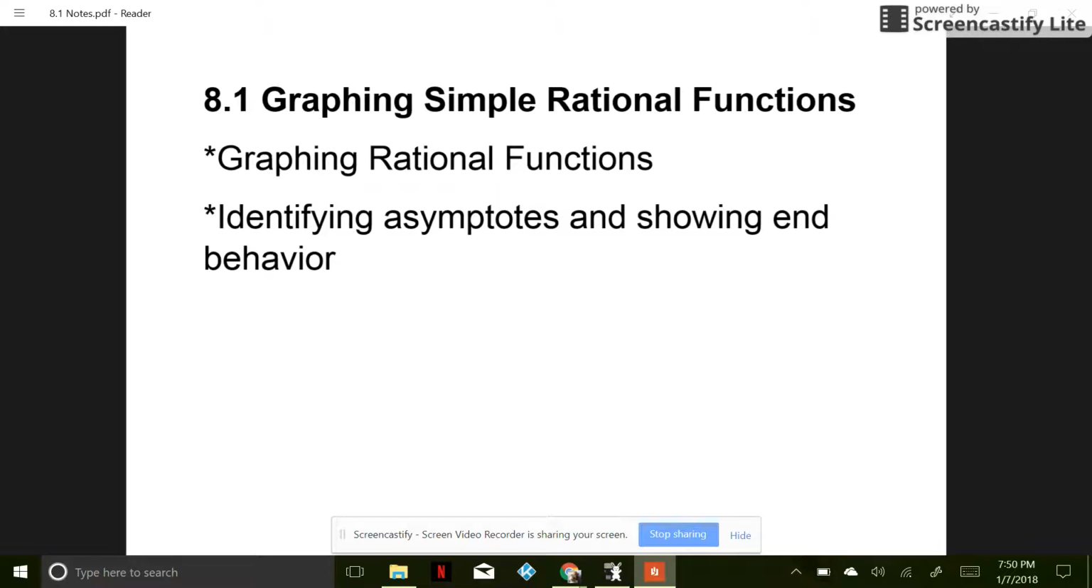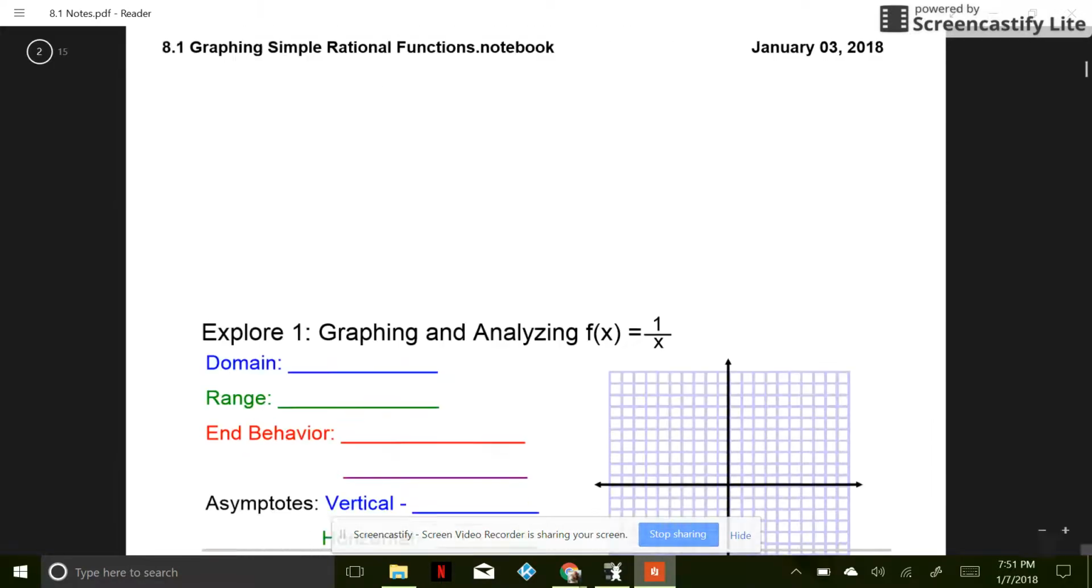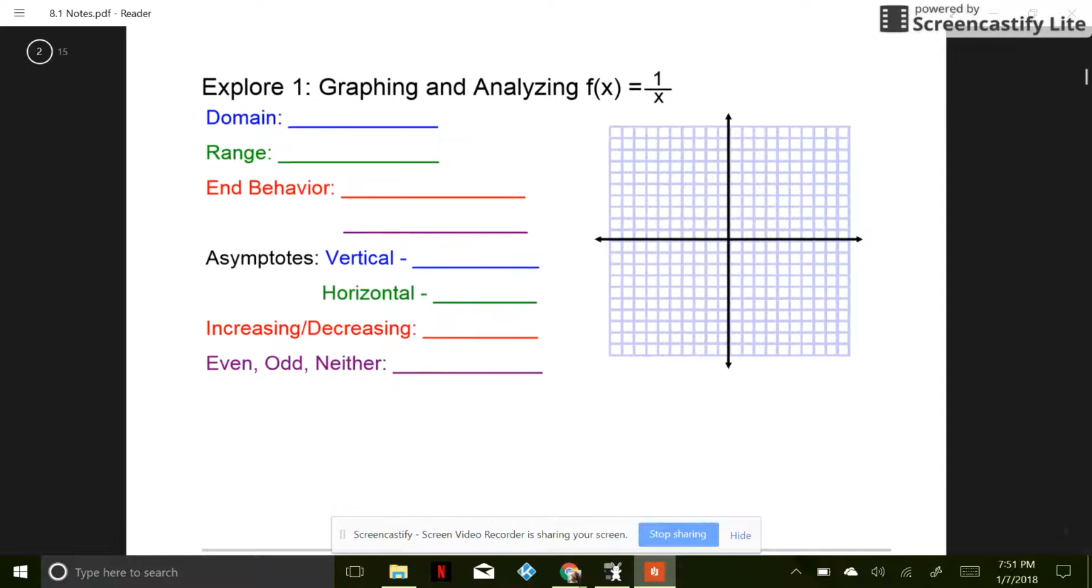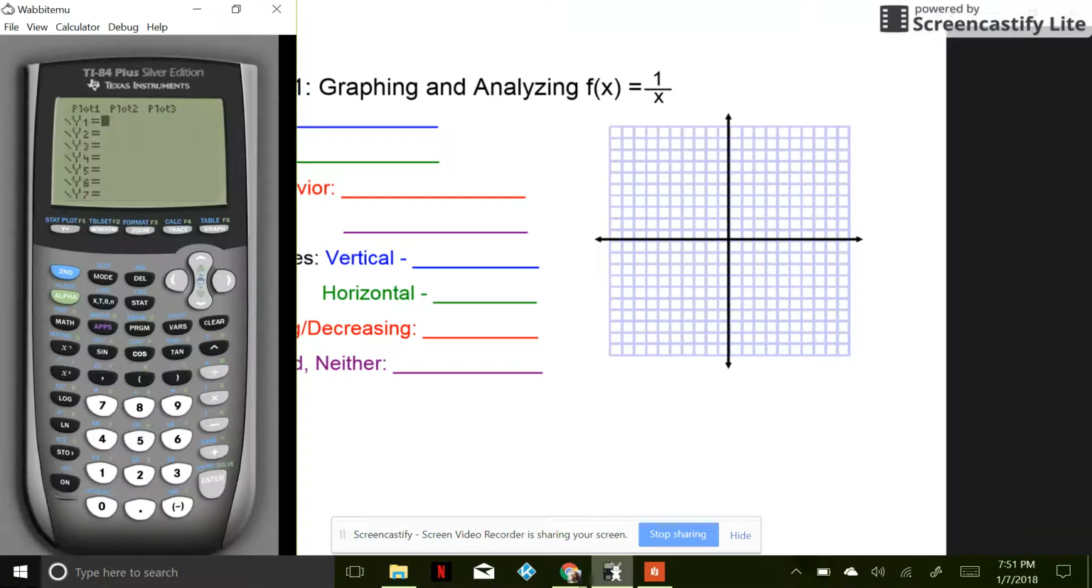We're looking at section 8.1, which is graphing simple rational functions. So we're going to be graphing these functions as well as identifying asymptotes and showing the end behavior. So the first thing we want to do is graph the parent function of 1 over x. This is a good thing to do. Grab out your calculator and graph 1 divided by x.